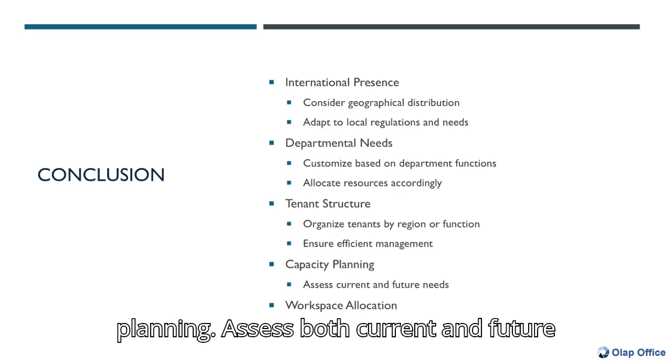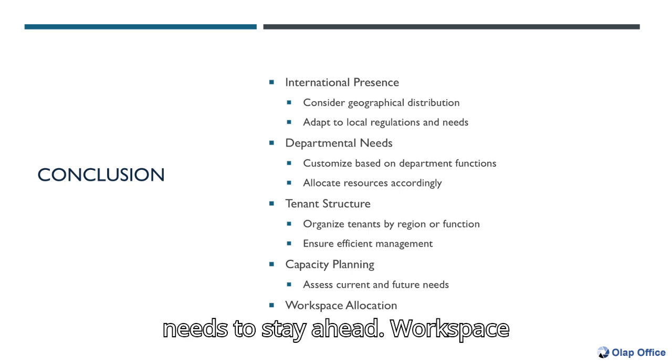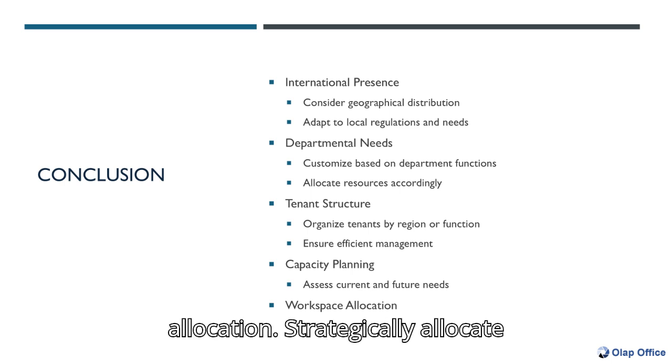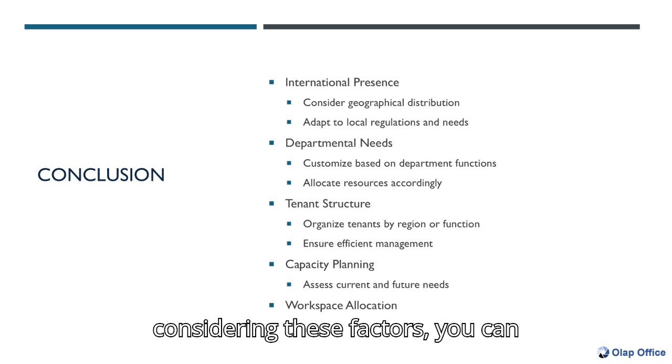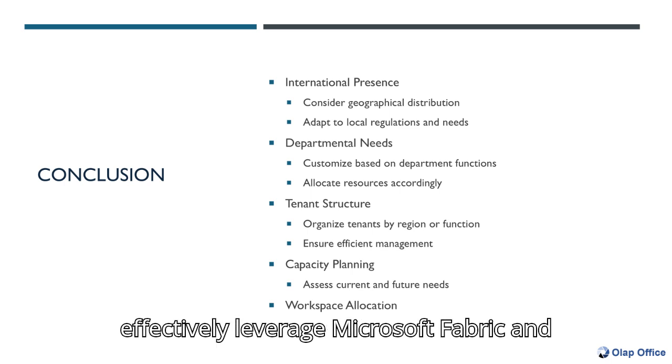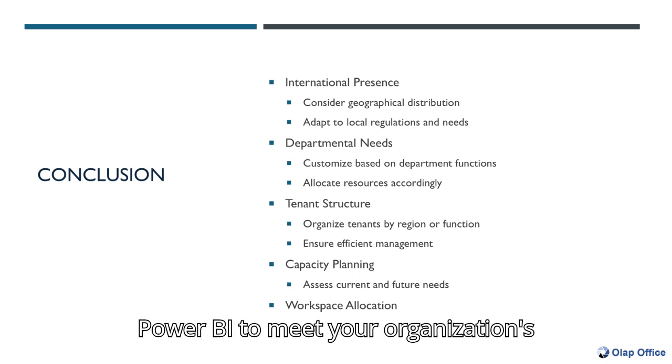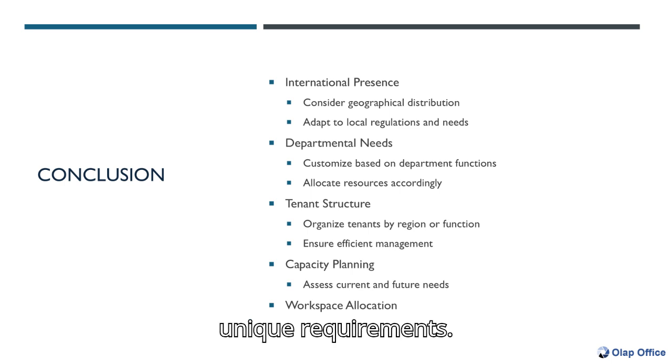Capacity planning. Assess both current and future needs to stay ahead. Workspace allocation. Strategically allocate workspaces to optimize productivity. By considering these factors, you can effectively leverage Microsoft Fabric and Power BI to meet your organization's unique requirements.